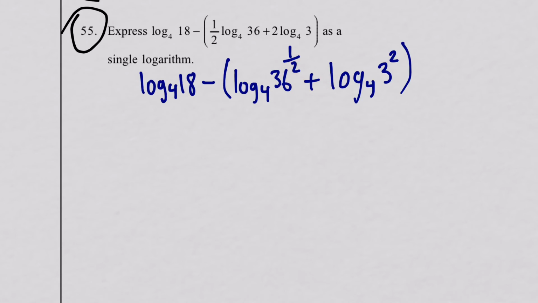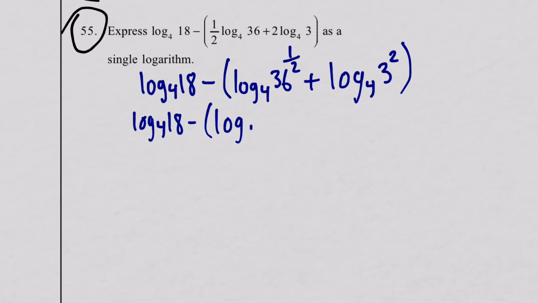I know what 36 to the 1/2 power is. You should too. That's a rational exponent. 36 to the 1/2 power really means the square root of 36. That was the last unit that we covered. So the square root of 36 is 6. This is just log base 4 of 6. Let me rewrite that again. The first one, again, I'm leaving it alone for now. I'm not touching it at all. I'm just worried about the stuff in the parentheses.